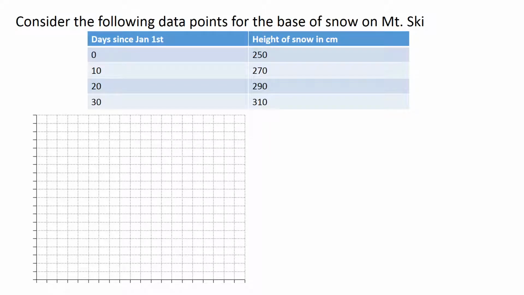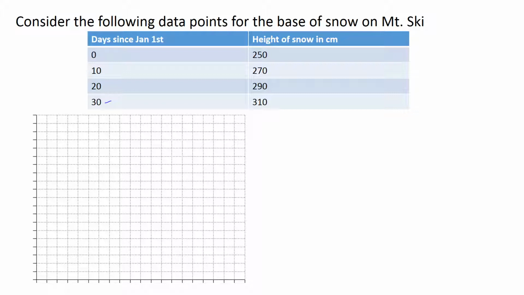So we're going to hone our linear graphing skills by taking a look at a second example. Here let's take a look at the amount of snow that is found on Mount Ski. We're measuring from the 1st of January onwards. At the very beginning of January there's 250 centimeters of snow. By the end of January, which is January 30th, there's 310 centimeters. So obviously it's been snowing a bit on Mount Ski.